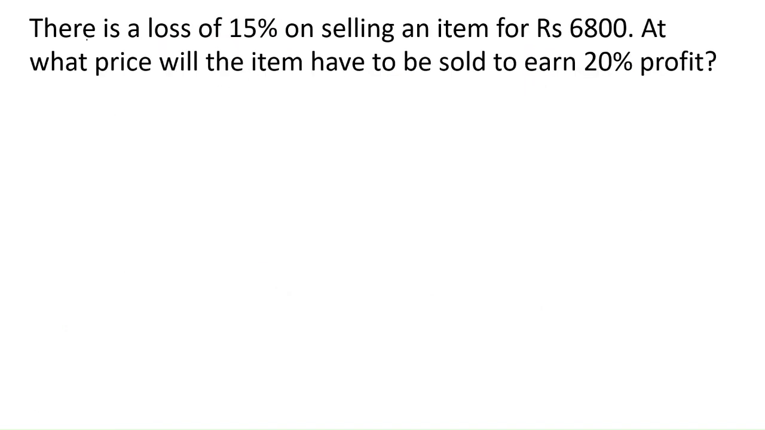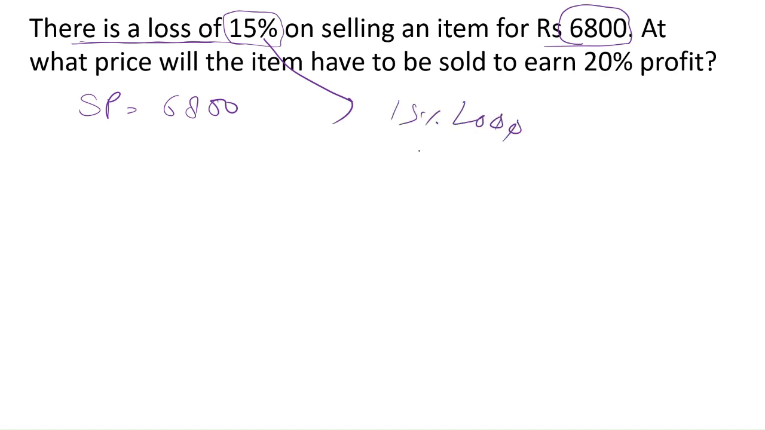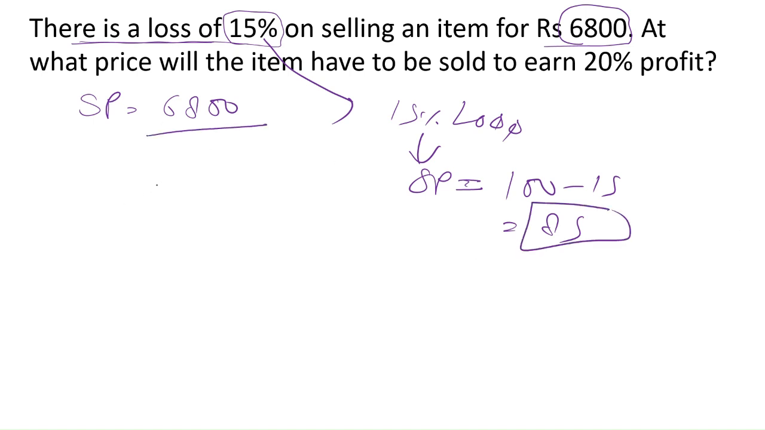Now this is the last question. There is a loss of 15% on selling an item for Rs 6800. Then SP is 6800, given. And tell me now, 15% loss. Then what will be SP? SP will be 100 minus 15, 85. Then we divide 6800 by 85.